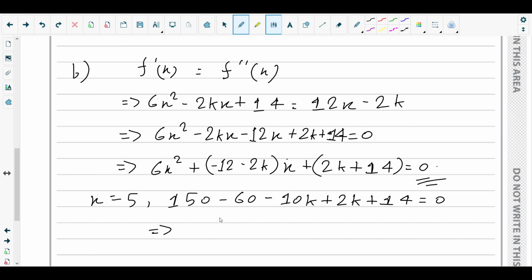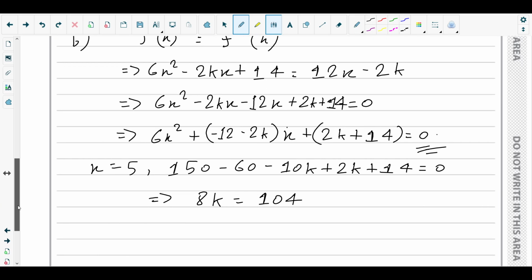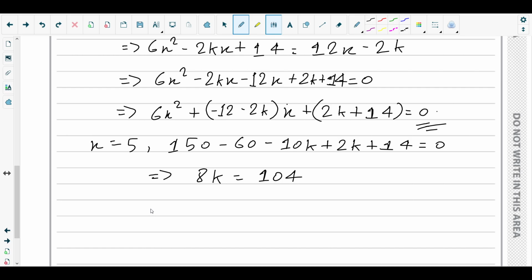Now we need the value for k, so negative 10k plus 2k, that is negative 8k. Take negative 8k to the right, you will get 8k equals to 150 minus 60, that is 90. 90 plus 14, that is 104. Okay, so next what we need to do, we need to find out the value for k. So 104 over 8, that is what? 13, isn't it? 104 over 8, that is 13.